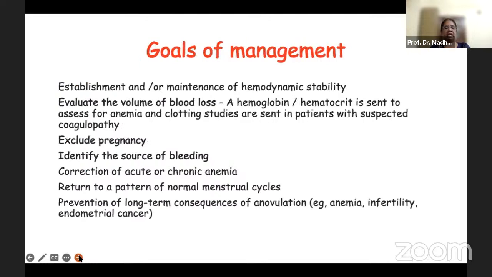What are the goals? Maintain hemodynamic stability in the patient and evaluate. You have to evaluate the volume of blood loss at least by a baseline hemoglobin or hematocrit. Exclude pregnancy and try to identify the source of bleeding. You have to correct acute or chronic anemia and try to return the patient to a pattern of either normal or no menstrual cycles. And you have to prevent long-term consequences of anovulation, for example, anemia, infertility, or endometrial carcinoma.